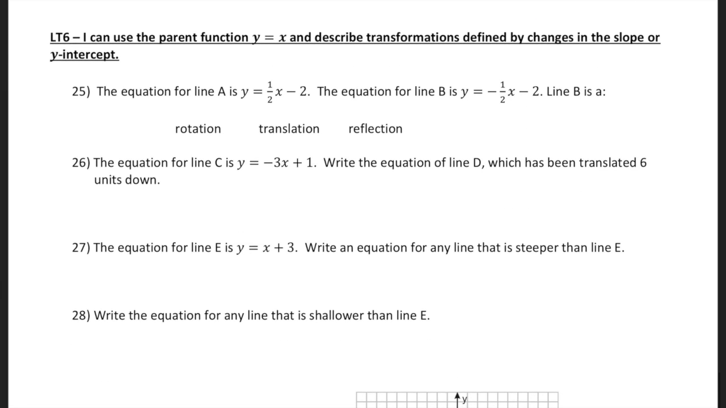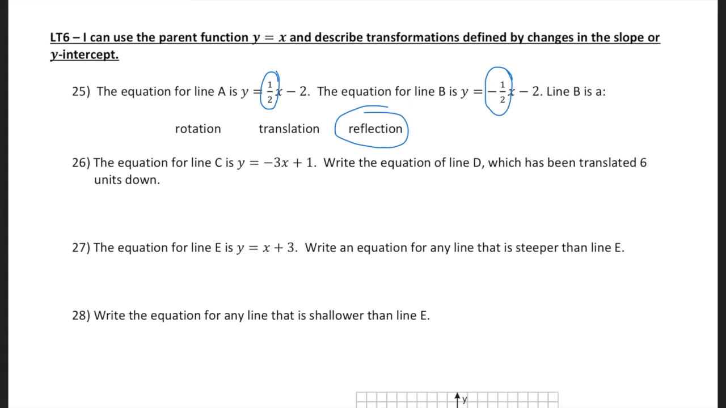All right, we're going to be talking again about transformations. So the equation for line A is y equals 1/2 x minus 2. The equation for line B is y equals negative 1/2 x minus 2. So if we're looking at what's different, 1/2 and negative 1/2, they're opposites but not reciprocals. So therefore what we have is a reflection.